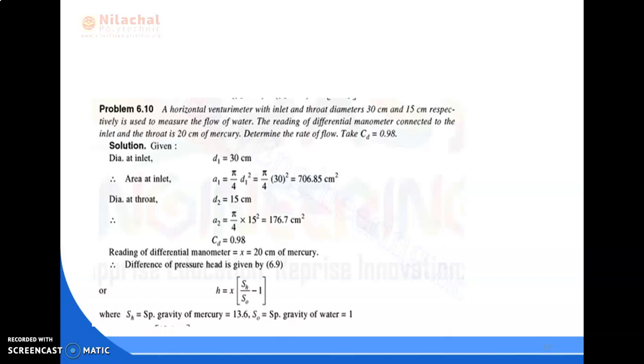At the inlet, the diameter D1 is 30 cm. We can calculate the area by applying the formula pi by 4 D1 square. Again, the diameter at the throat D2 is 15 cm, and similarly we found A2. CD is given, and the reading of the differential manometer X is 20 centimeters of mercury. So H equal to X into (Sh by S naught minus 1), where Sh stands for the specific gravity of mercury, a heavy liquid, which is 13.6, and S naught is the specific gravity of water, which is 1.